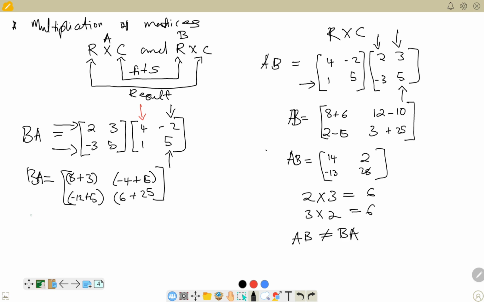So it's BA here. It's also BA. I keep on writing B. So it's BA. We just need to add the result. 8 plus 3 is 11. Minus 4 plus 15, 11. Then when you add, you're going to get these numbers here. You can check that with the calculator. Then we can see that AB is not equal to BA. So that is another thing that we need to bear in mind when we are working with matrices.